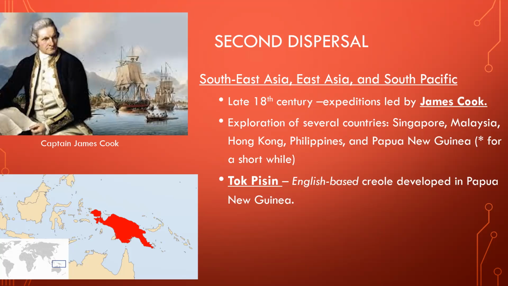So in Papua New Guinea, we also witness a Creole language. What is a Creole language? A Creole language is a mixed hybrid language that has been stabilized and passed down through generations. So we do see a Creole language in Papua New Guinea that is based on English. So it takes a lot from English, and it's called Tok Pisin.